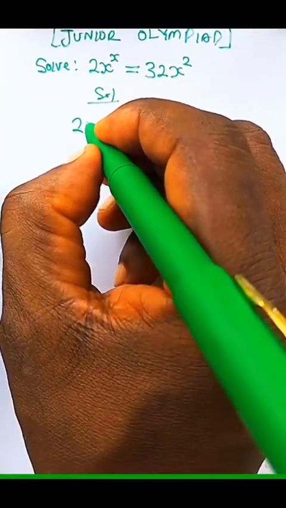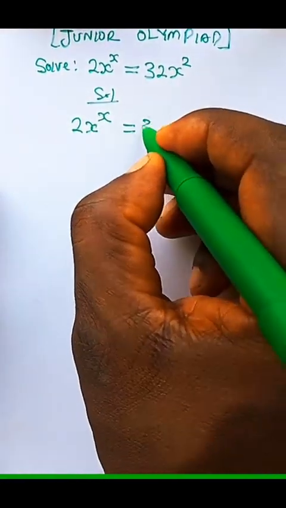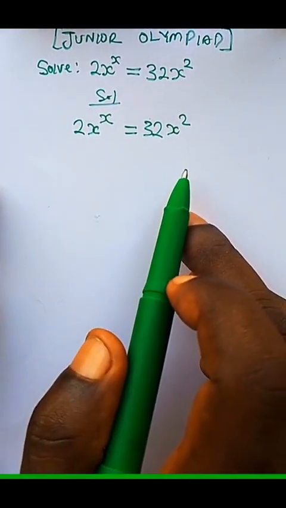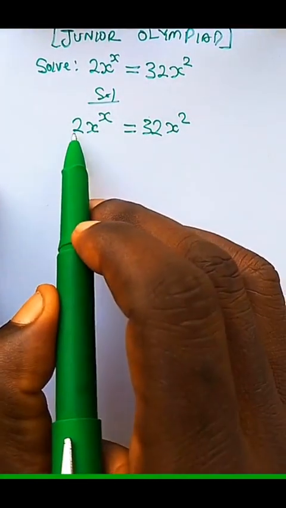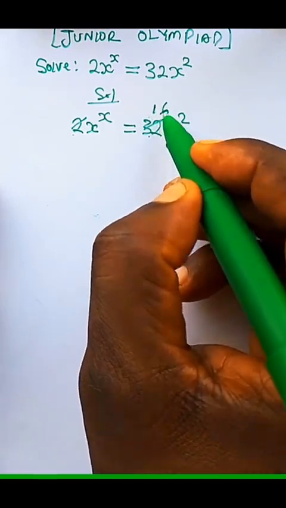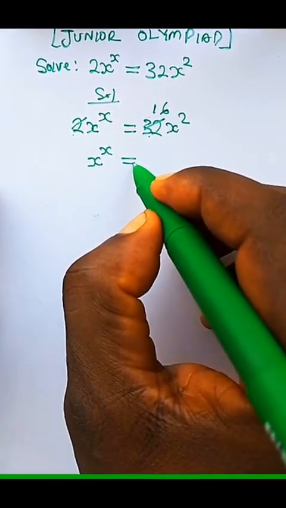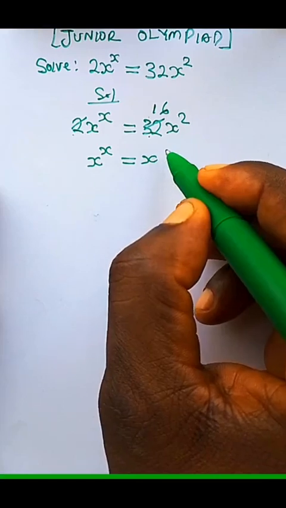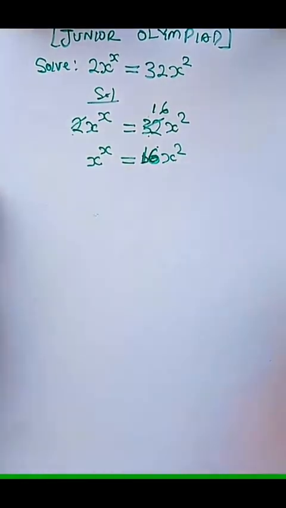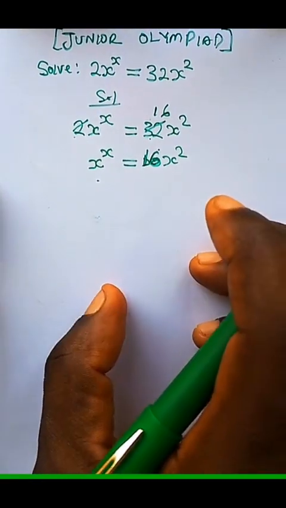The equation is 2 to the power 2x, to the power x, equals 32x squared. Just observe that this constant can cancel out this. So this 2 here, 1, 2 here, 16. So x to the power x will be equal to 16x squared. Remember, there's no way you can cancel out x, so leave it the way it is.